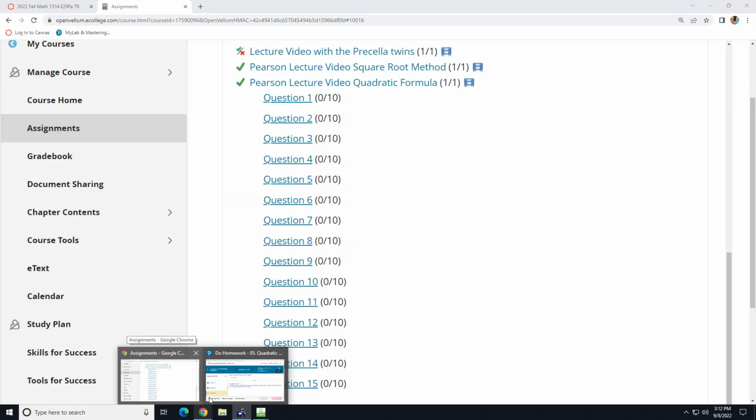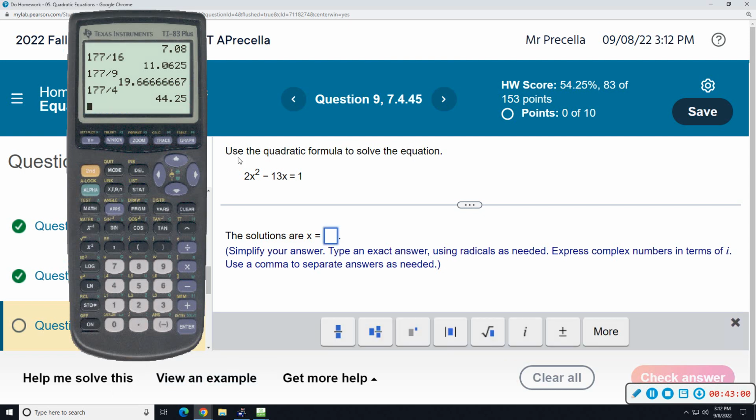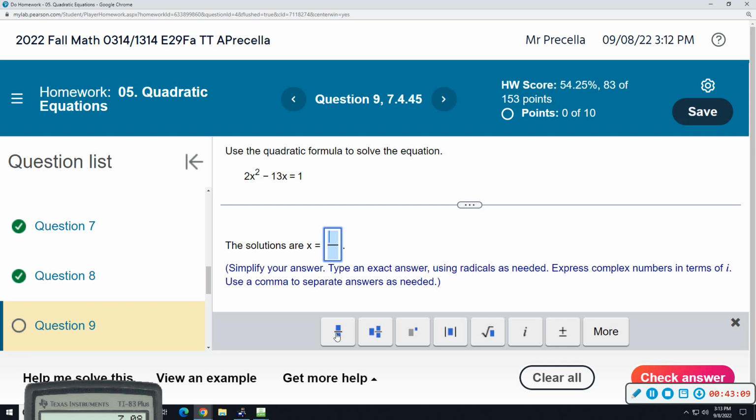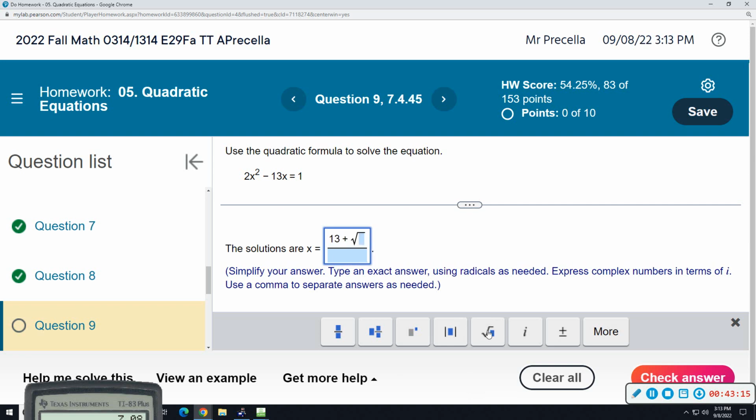And just for historic sake, and because it was asked, I'll show you how we used to have to type these in. Before they had the plus minus key, you would have to type in a 13 plus the square root of 177 all over 4. Then hit a right arrow and put a comma. Another fraction bar. 13 minus the square root of 177 all over 4.